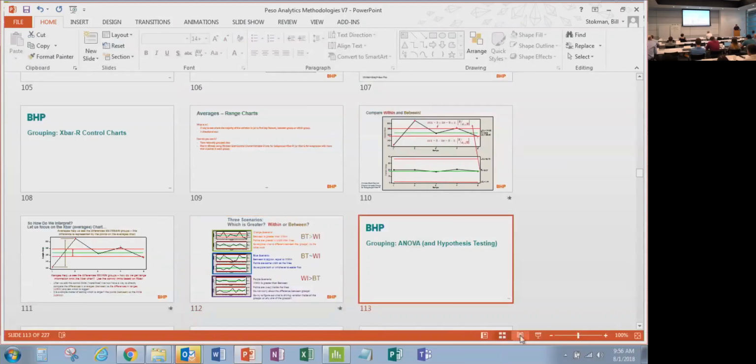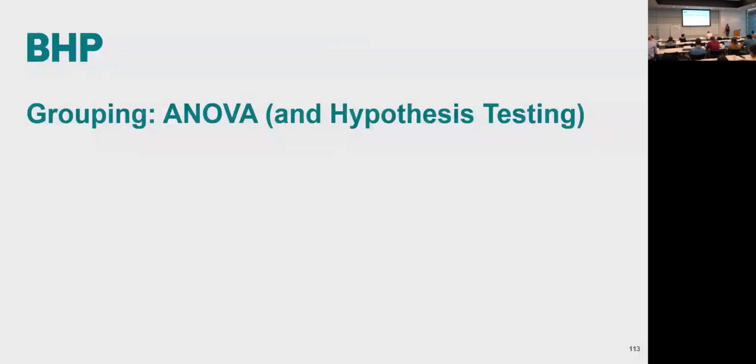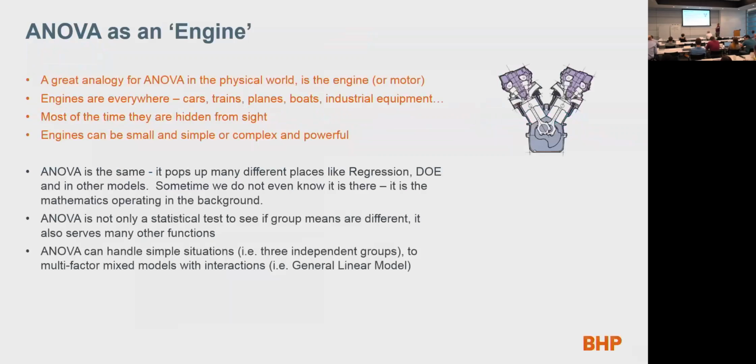the next thing I want to show you is something called ANOVA. And we're going to throw in some hypothesis testing here. ANOVA has a great analogy in the physical world, this engine or motor concept. If you think about engines or motors, they're everywhere. Name some things engines are in.